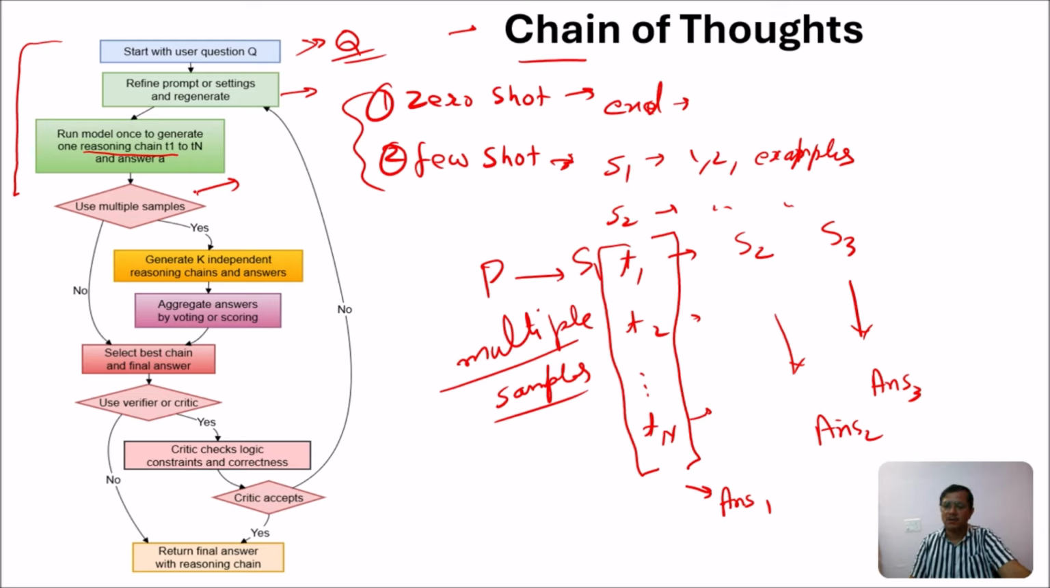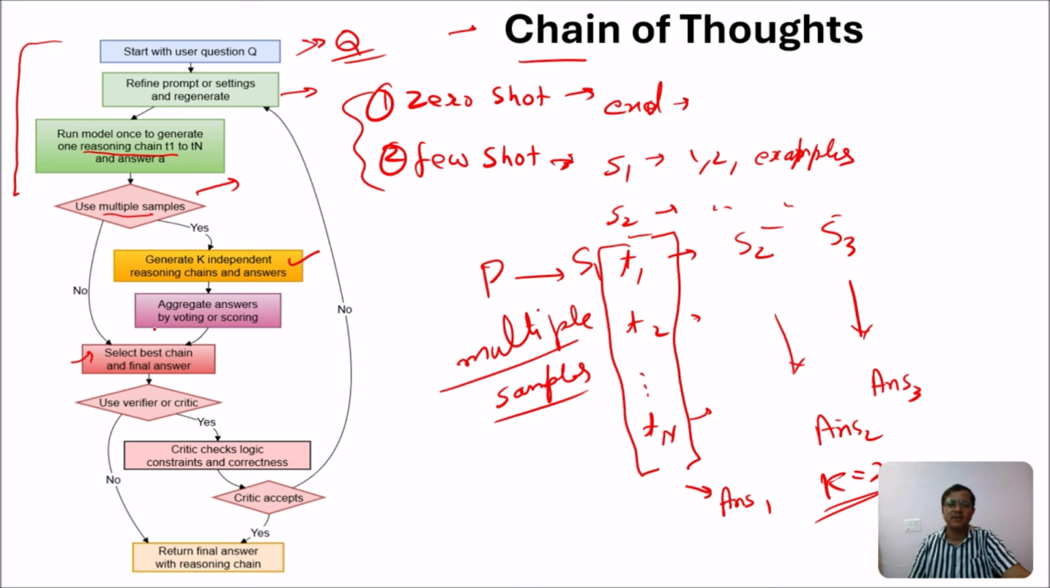Now we have two scenarios. If the problem is not so complex, we will go with a single sample and then select the base chain, because we have only one chain, so that will be the base chain. But in the multiple sample case, we have to apply another process, because we have k independent chains, k equal to 3, just for simplicity. Then we have to identify which chain will give the correct answer.